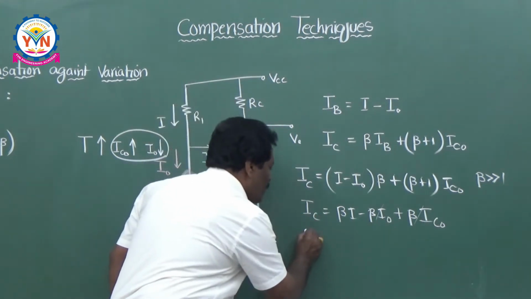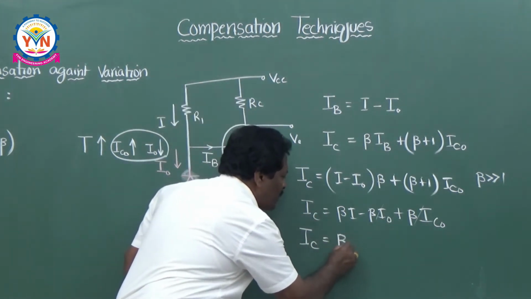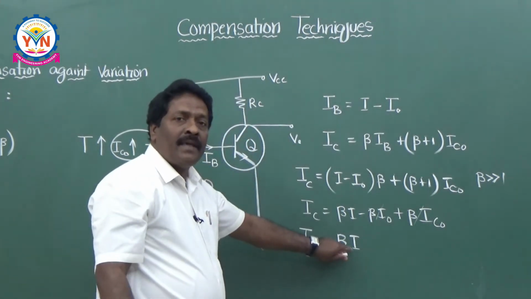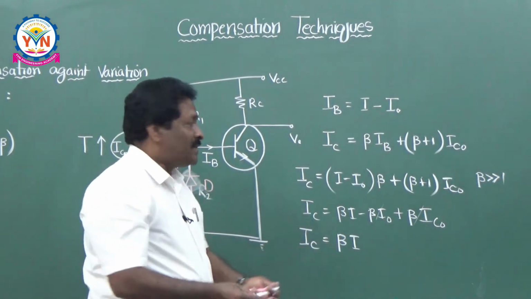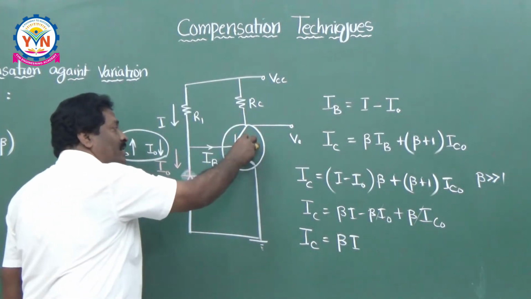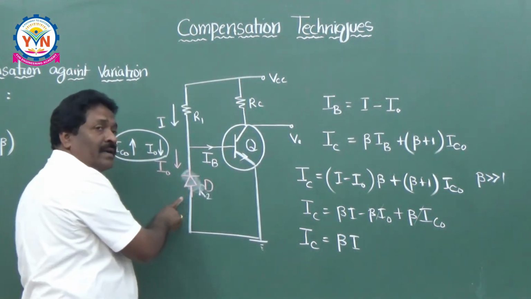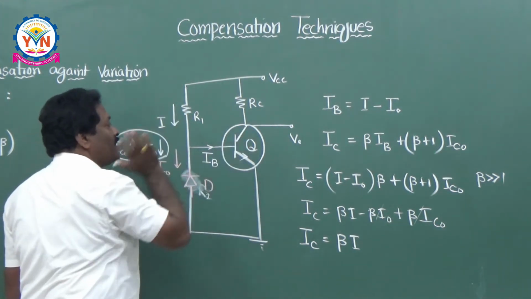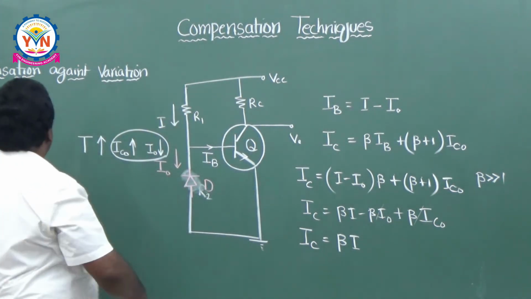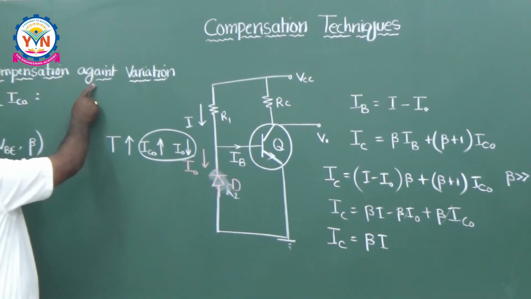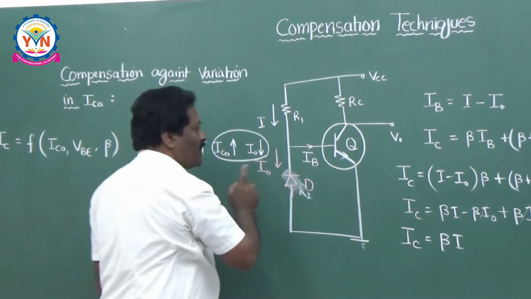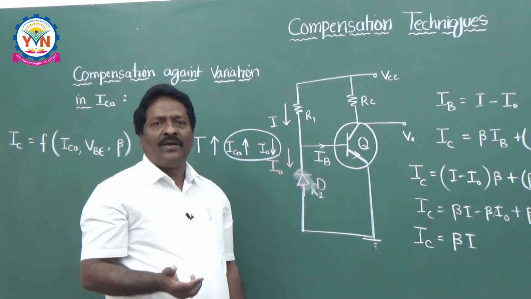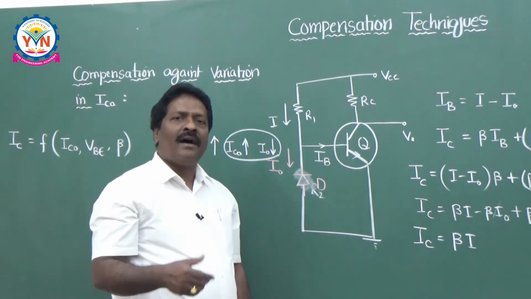So from this I can write down your IC is equal to almost beta into I. That means it is independent of the changes in the temperature. Even though temperature changes, the change in the collector current, the change in the IC naught can be compensated by the change in the diode current I naught. So this way, the diode is compensating the change of IC naught in this circuit. So that is the reason compensation has been done against the variation in IC naught using the diode here. For anything, the most popular circuit you have to take is your voltage divider bias or self bias or emitter bias.